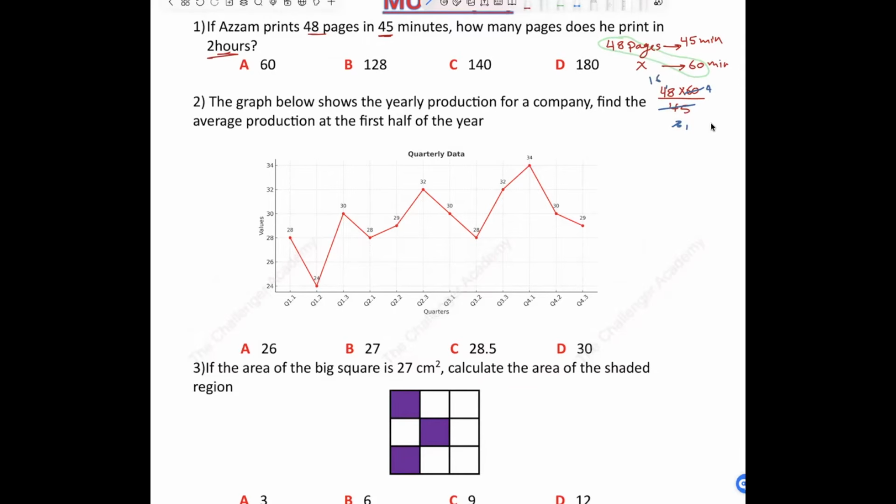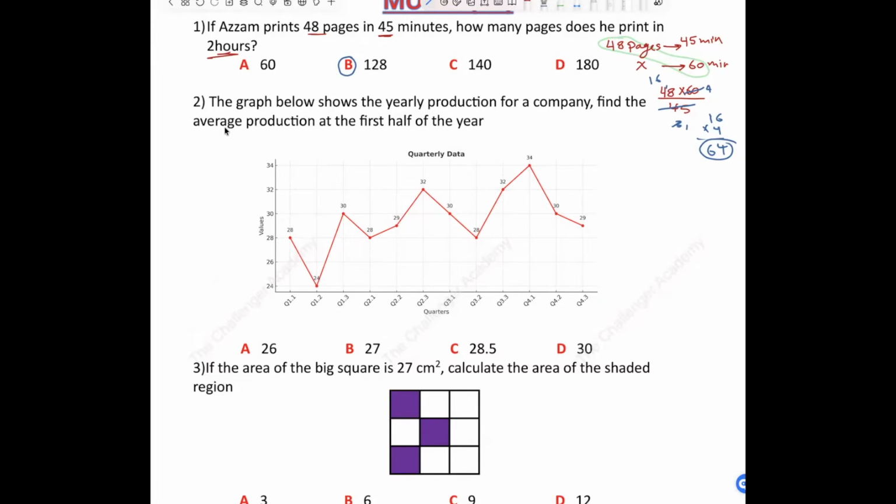So the answer is 16 times 4. We can multiply 16 times 4. 6 times 4, 24. Carry 2. 1 times 4 is 4 plus 2. It will be 64. So 64 pages in 1 hour. It's double. It will be in 2 hours. So the answer is 128.